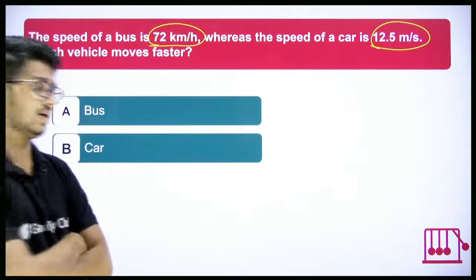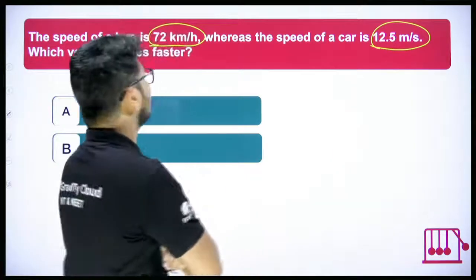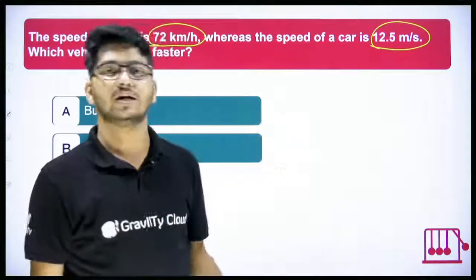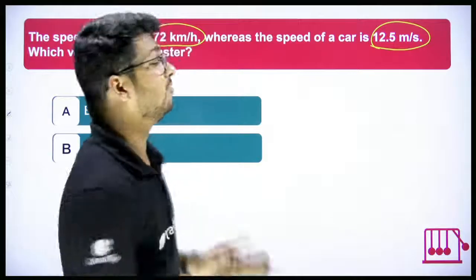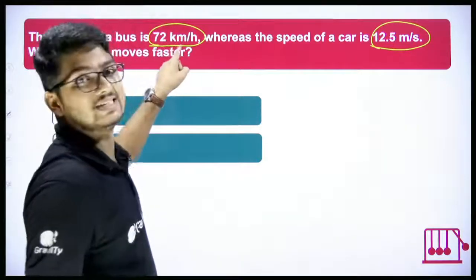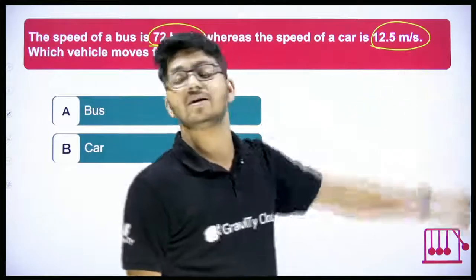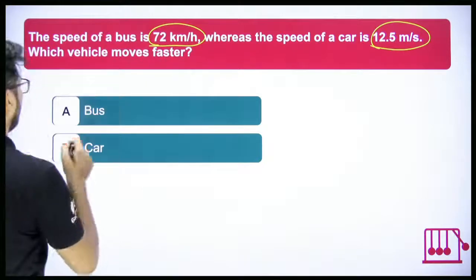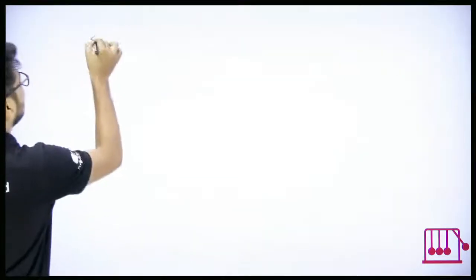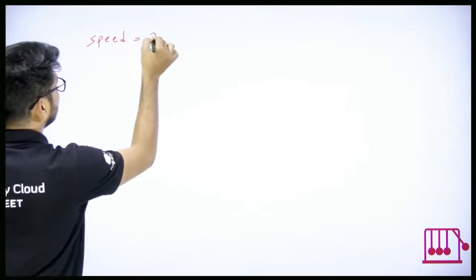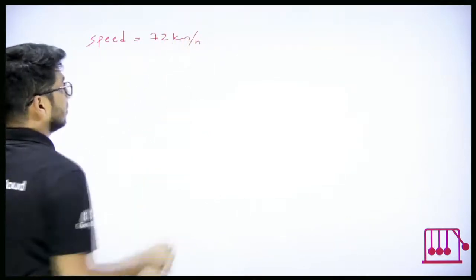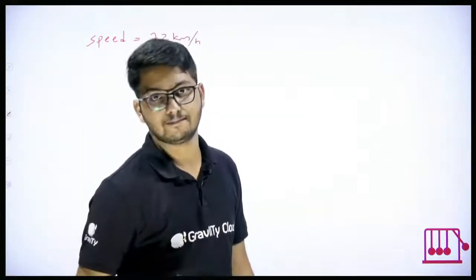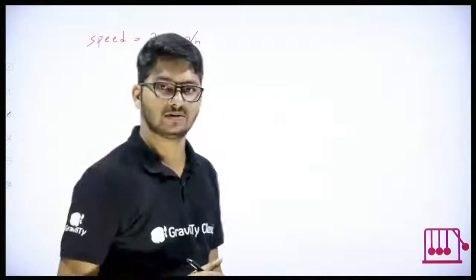Which vehicle moves faster? Now, if I look at the number, 72 is more than 12.5. Only when I look at the number. But when you look carefully at the unit, here the speed is kilometer per hour, here the speed is meter per second. So we cannot directly compare them. So what we will do is, I'll take this speed. What is speed given as? 72 kilometer per hour. I will convert kilometer per hour into meter per second. And then we can compare the two speeds.